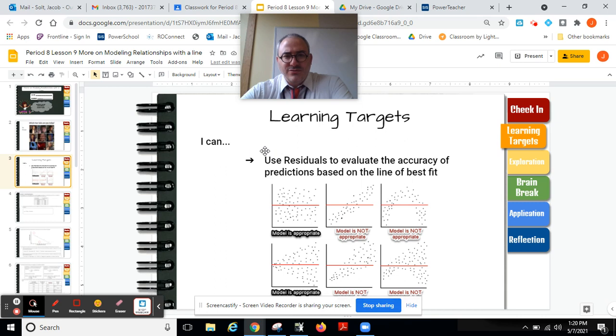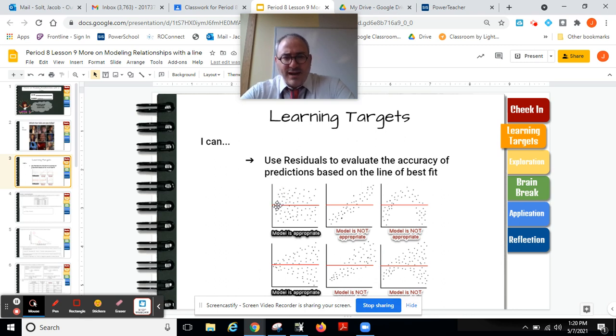We are looking at residuals, right? I can use residuals to evaluate the accuracy of predictions based on the line of fit. So here's kind of the reminder of how this works. All 6 of these graphs are residual plots. 2 of these residual plots show that the model is appropriate, and 4 of these show that the model is not appropriate. Let's take a look.